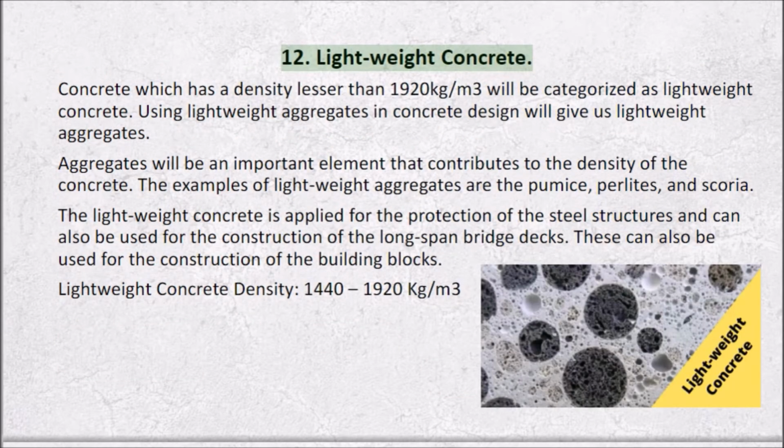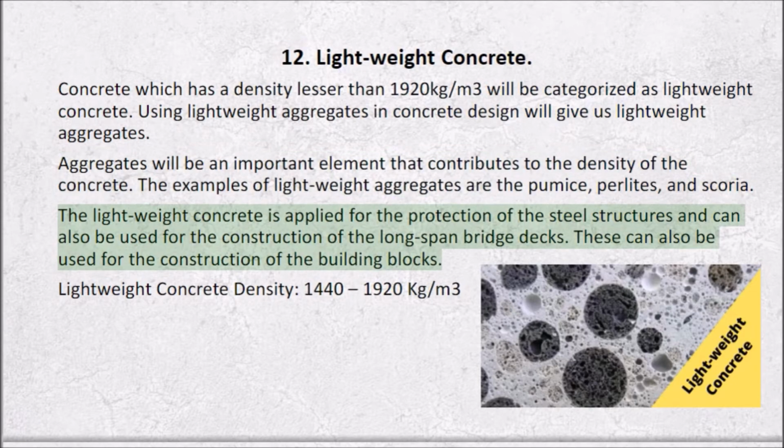12. Lightweight concrete. Concrete which has a density lesser than 1,920 kg/m3 will be categorized as lightweight concrete. Using lightweight aggregates in concrete design will give us lightweight concrete. Aggregates will be an important element that contributes to the density of the concrete. The examples of lightweight aggregates are pumice, perlite, and scoria.